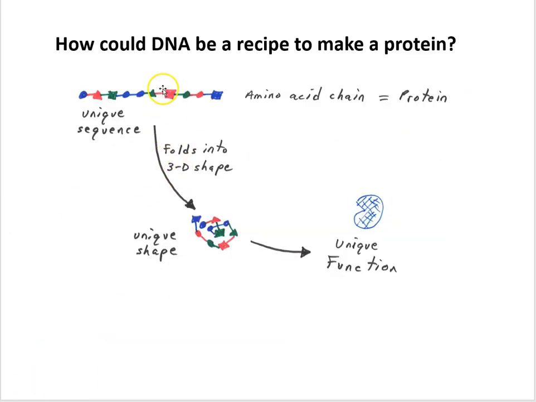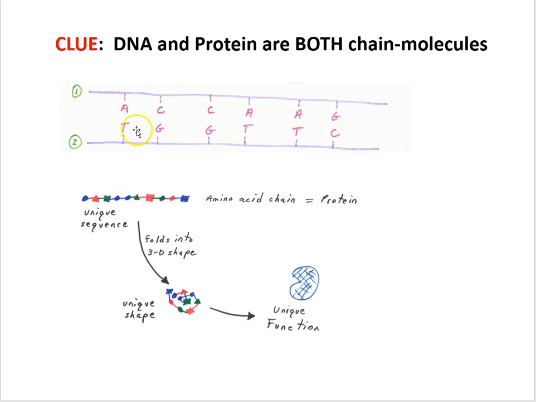So then we're back to the main question: how could DNA be a recipe to make a protein? Well, the key observation is that both DNA and protein are chain molecules. DNA is a sequence of these bases, right? So it's a chain. The bases are linked together in a chain. And in fact, there's two strands in DNA, but we would still identify this as a chain molecule. Likewise, proteins are chain molecules. It's a sequence of amino acids linked together into a chain.